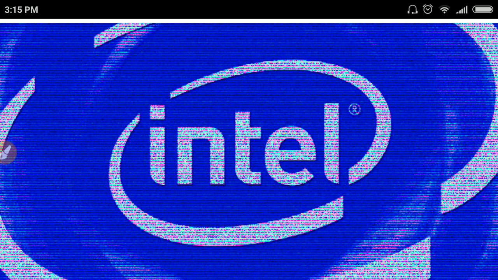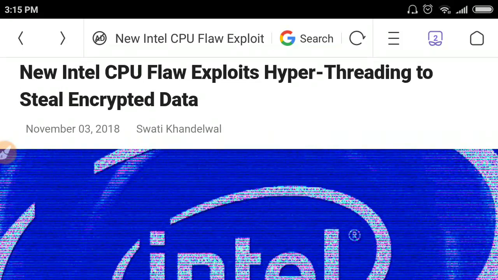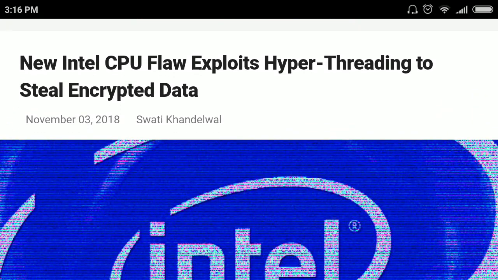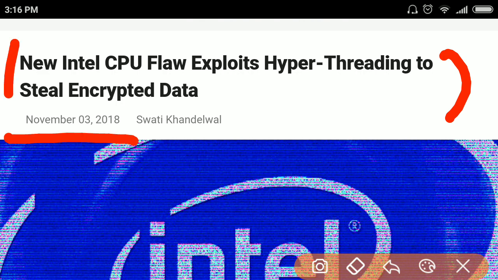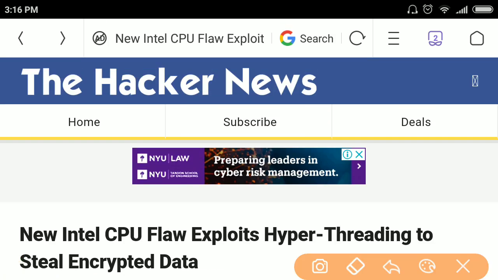Now, a side channel attack is a channel of communicating information from a system which is actually not intended by the developer or by the vendor of this system. So this is actually a covert channel of communicating the information out from a system, or leaking the information from a system. Now this is the title of this news, and this is the date, and this is the website.